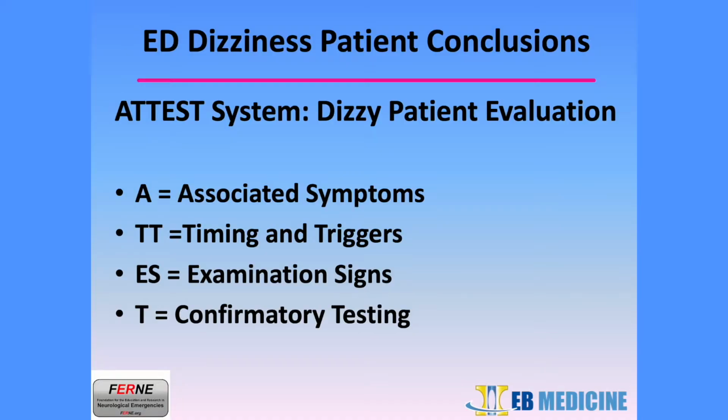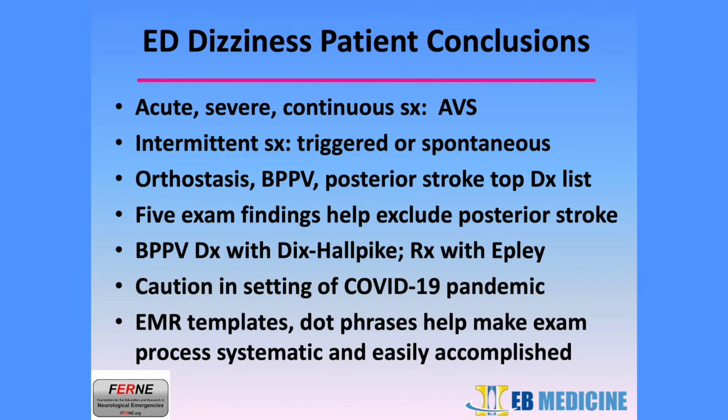In conclusion, the ATTEST system for the evaluation of the dizzy patient includes the following. A, associated symptoms. T, timing and triggers. ES, examination signs. And T, confirmatory testing. ATTEST. When evaluating an ED patient with dizziness, please consider the following.